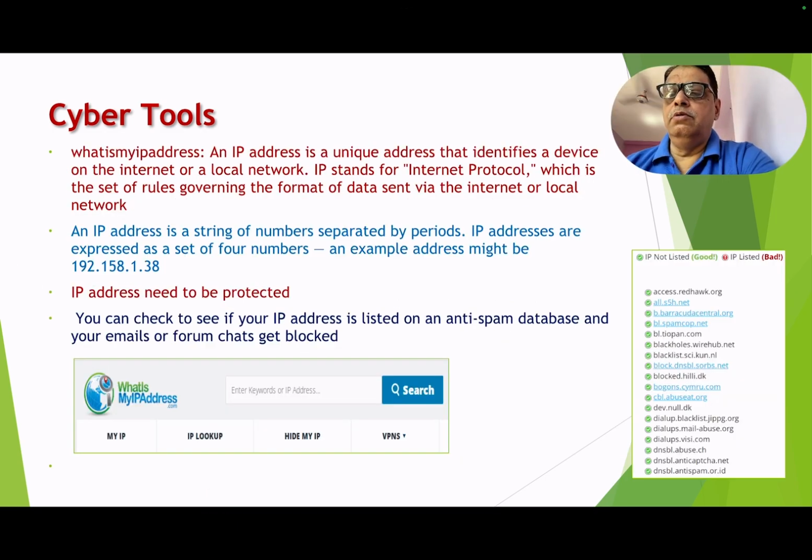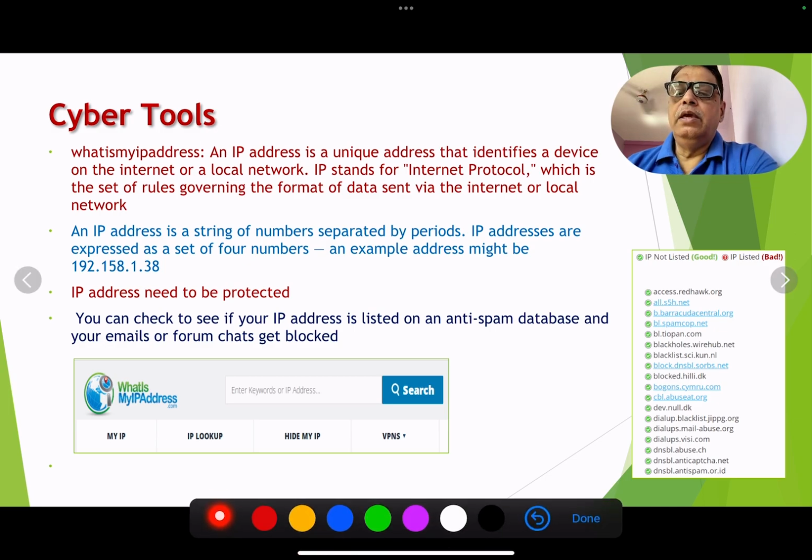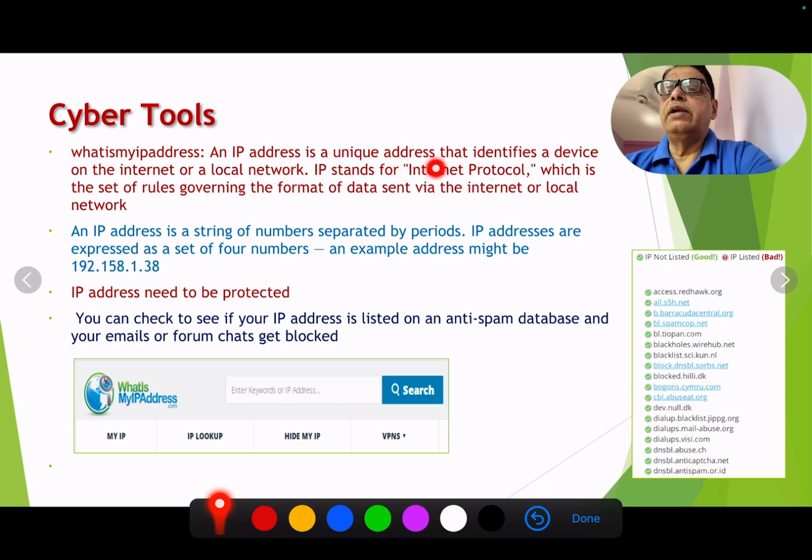Another tool that is very commonly needed nowadays is What Is My IP Address. Now we know that an IP address is a unique address that will identify the device on the internet or on the local area network. IP stands for Internet Protocol, and this protocol is actually a set of rules which will govern the format of sending and receiving data via the internet. So an IP address is in the form of a number, a string of numbers separated by periods. Normally it will consist of 4 numbers as given here.